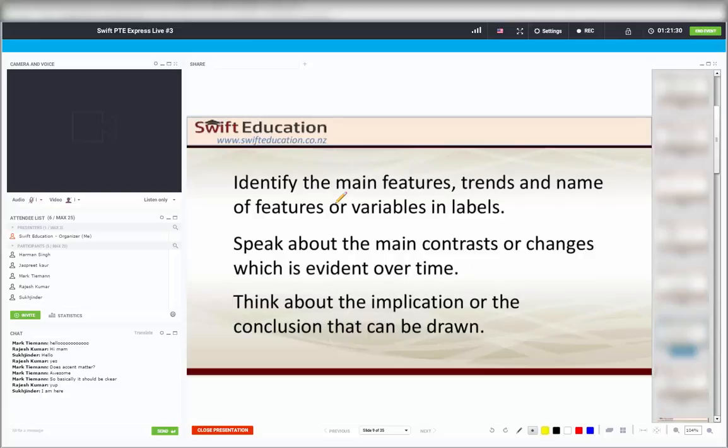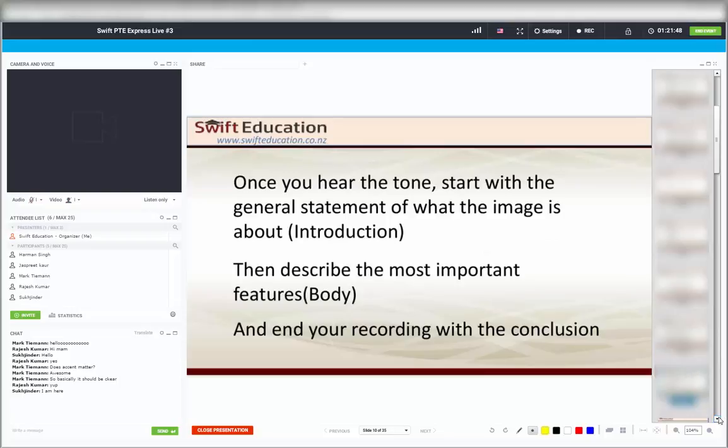you identify the main features, trends and name of features or variables in label. Speak about the main contrast or changes which is evident over time. Think about the implications or the conclusions that can be drawn. So whatever you look at, just understand what the implication is and what's the conclusion of the graph.